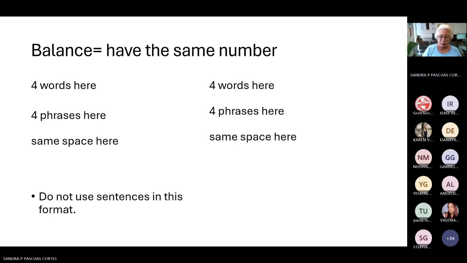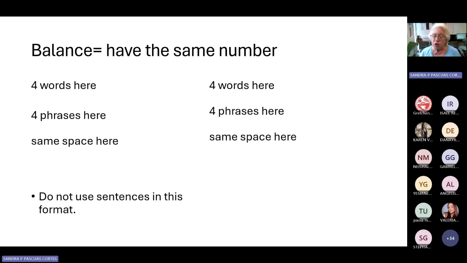What don't you want to have? Four words here, phrases here. One phrase here, one word here. No, because you're aiming for balance. What you have here is exactly what you have here. And you could actually make it into this format. But just remember, with the two boxes, it has to have balance. It has to have the same.